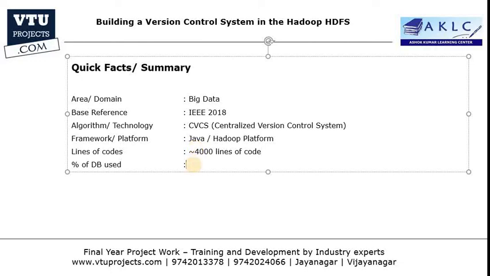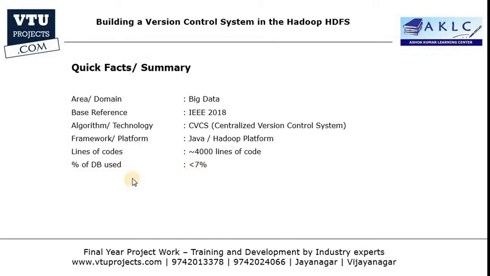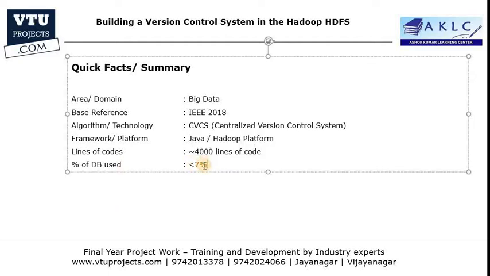And the percentage of the database used will be less than 7% of the database. The reason I am pointing this out is that many universities will say you should not use more than 20% of the database. So we are well within the safer side because we are using less than 7% of the database.